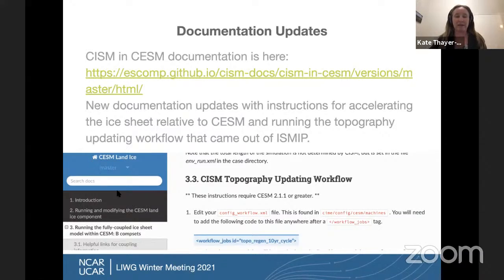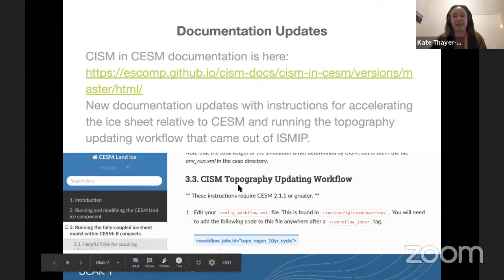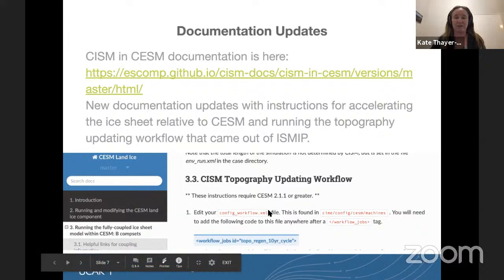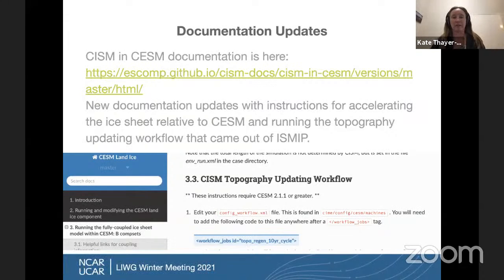One of the big parts of the documentation update that we've put in this year, you can see under number 3, running fully coupled ice sheets under BCOM sets, is the topography updating workflow. So if you're using a version of CESM 2.1.1 or greater, and that includes 2.2 or 2.2.1 or anything where the second number is larger than 1, then you can use these instructions to set up a CESM-based workflow that will automatically run the topography updater for you every 10 years of your simulation.